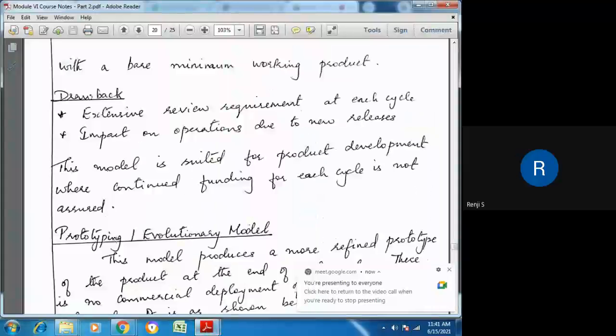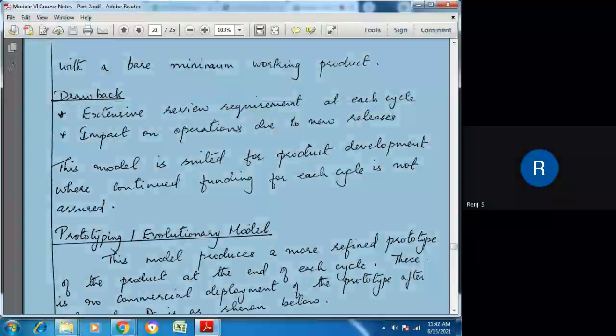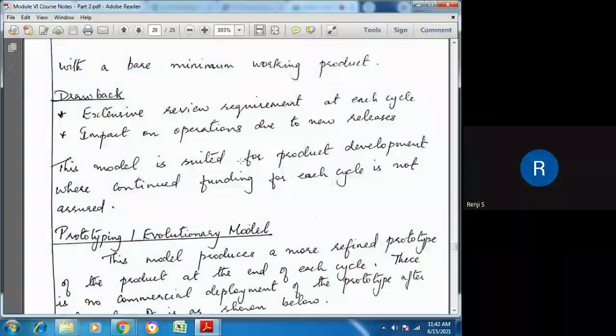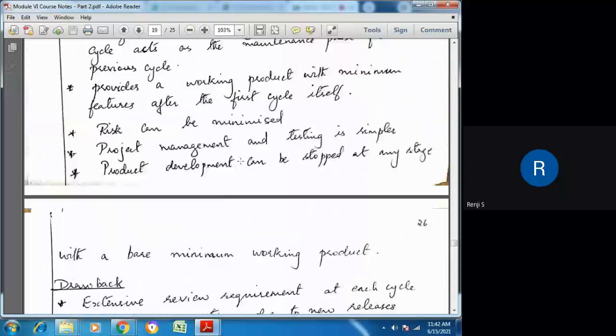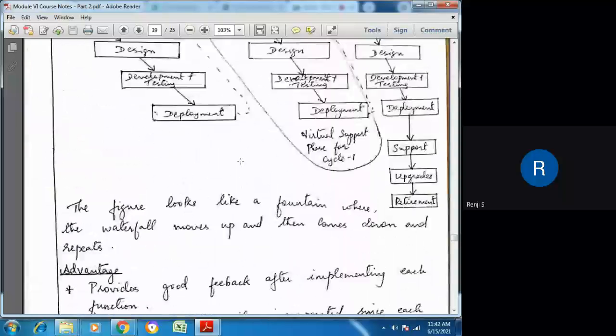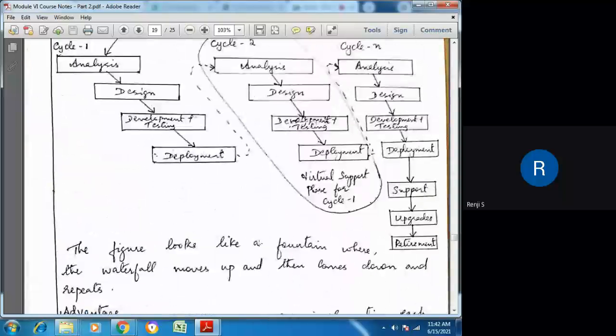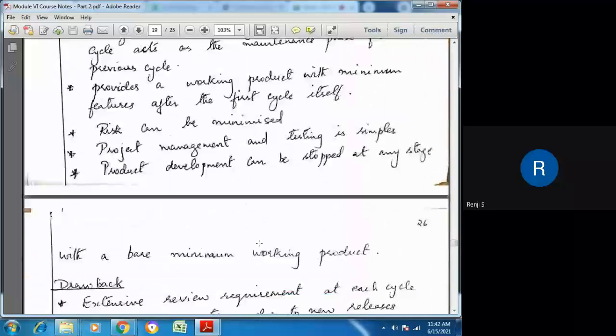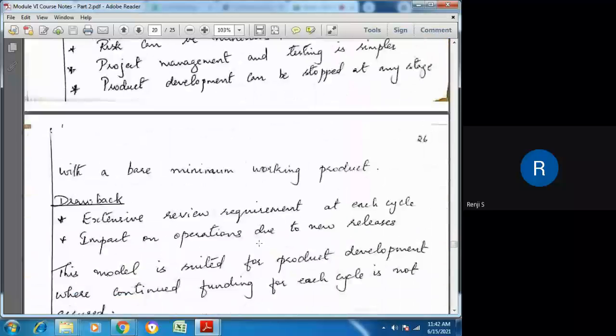So now let us see the drawbacks. The first drawback is that extensive review is needed at each cycle. Since there are changes involved in every cycle, the review requirement, that is whether a particular change introduced into a product will affect other requirements, has to be carried out extensively. Whenever changes occur, reviews will have to be carried out in detail to check if other functionalities will be affected.